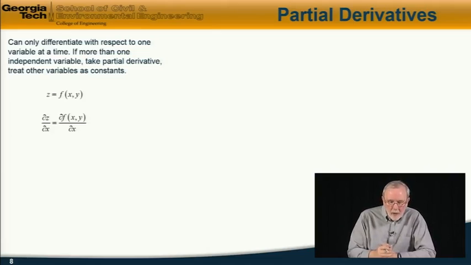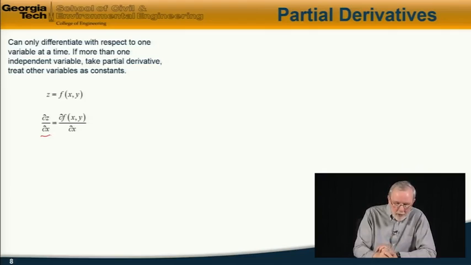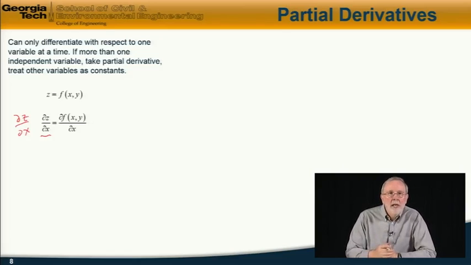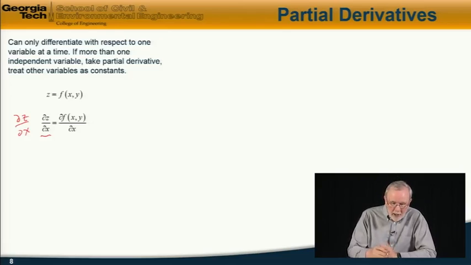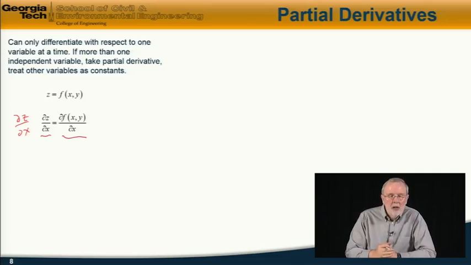Now, also, we can only differentiate with respect to one variable at a time. So if we have more than one independent variable, we have to take the partial derivative, whereby we treat all of the other variables as constants. So, for example, if we have z is some function of x and y, then the partial derivative of z with respect to x, which we write by means of these curly differential signs here as opposed to an ordinary d, is equal to partial d function of x and y by dx.